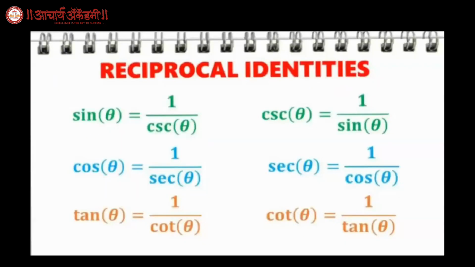So these are the reciprocal identities. We can write sine theta as 1 upon cosec theta, then cos theta as 1 upon sec theta. Tan theta can be written as 1 upon cot theta. Cosec theta can be written as 1 upon sin theta. Sec theta can be written as 1 upon cos theta. And cot theta can be written as 1 upon tan theta, where theta is the angle.